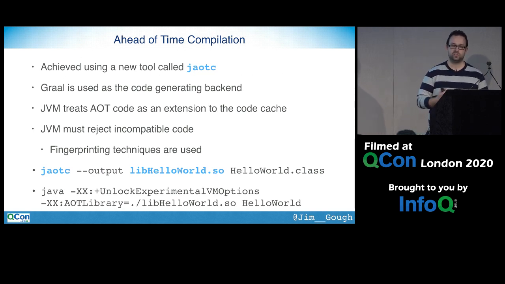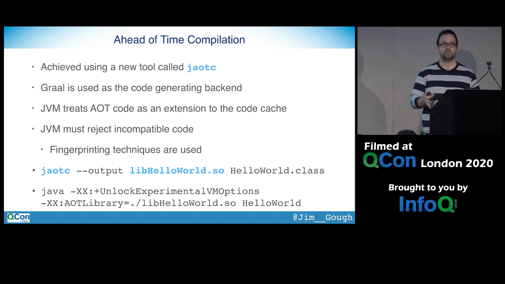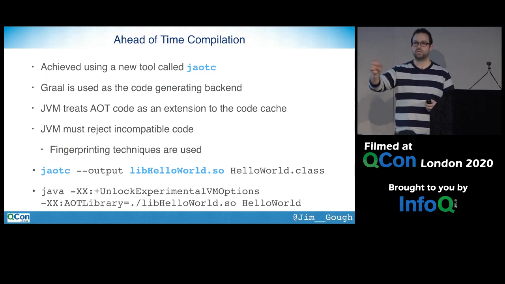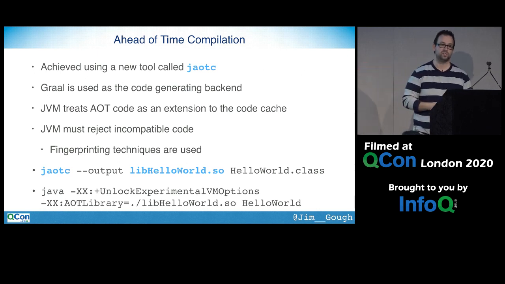The idea is that the JVM treats the AOT as being an extension to the code cache. So what you can do is stuff pre-compiled classes or pre-compiled modules into the JVM and still benefit from JIT. Okay, so there's a couple of different things that you could potentially do there.